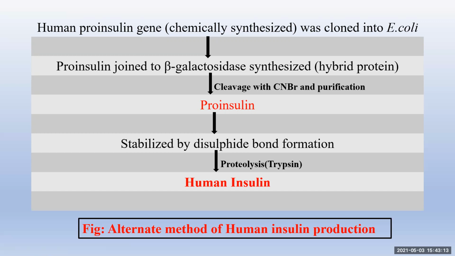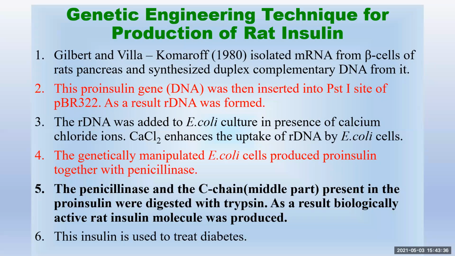is pro-insulin. The pro-insulin already has A chain, B chain, C chain, all folded in proper conformation with disulfide bridges. Okay, it is already stabilized by disulfide bond formation. So what we have to do is treat it with proteolytic enzymes like carboxypeptidase or trypsin so that the central C chain is removed, and what we get is human insulin. So this is an alternate and a better method for insulin production by recombinant DNA technology.